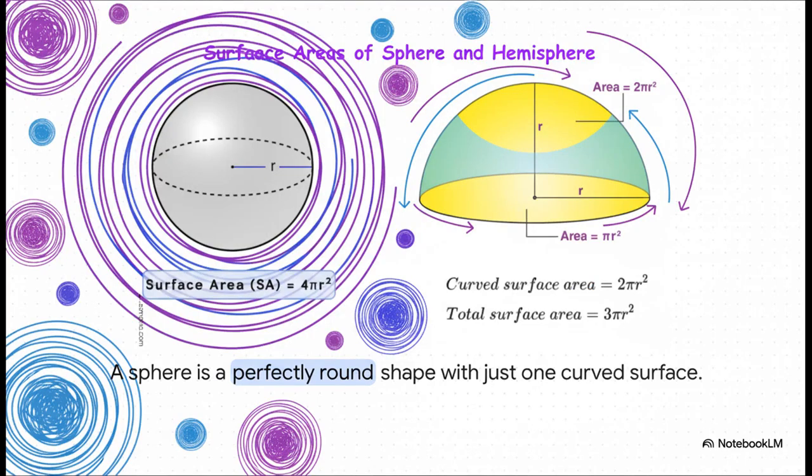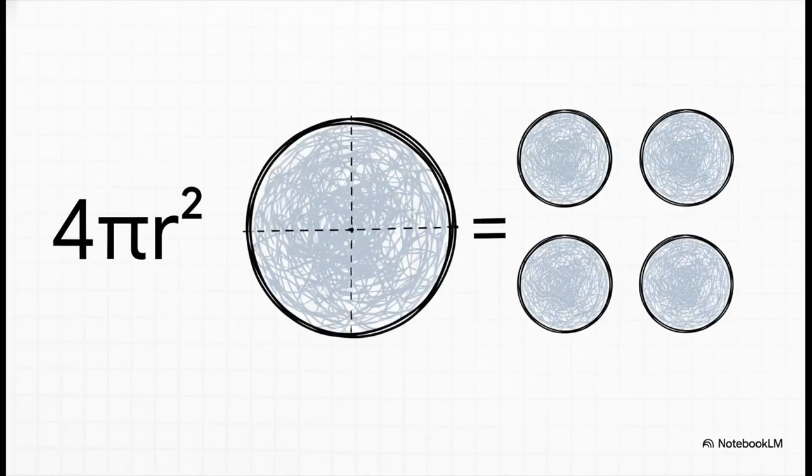And of course, we've got the sphere. It's such a unique shape. No flat faces, no edges, just one continuous, perfectly curved surface. And its formula is just as elegant. 4 times pi times the radius squared. That's it. That powerful little recipe gives you the entire area of the sphere's skin. It's a classic for a reason.